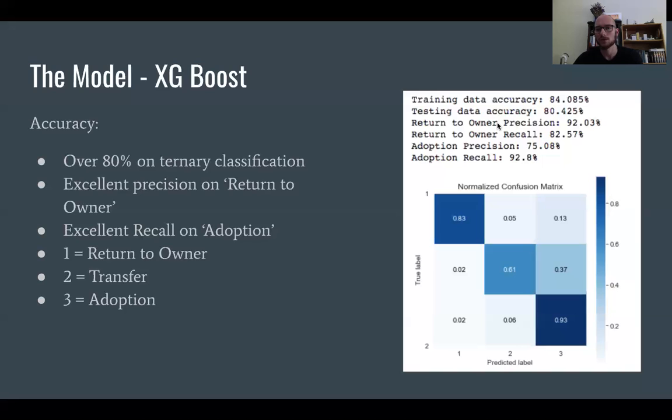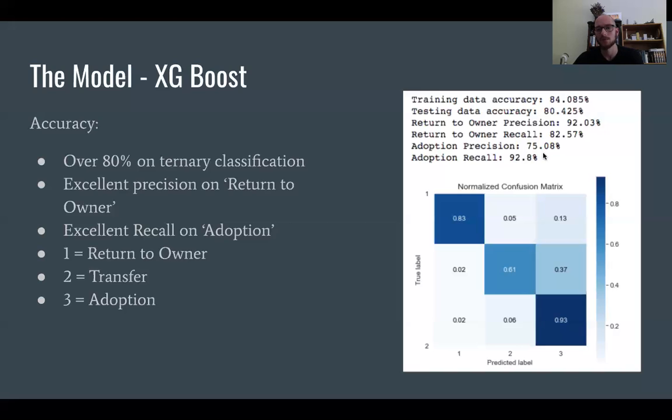So as we can see, return to owner precision is quite high at over 92%, meaning we don't have a lot of false positives. Return to owner recall is a little lower at 82%, but still that's pretty strong considering it's really the minority outcome, especially for cats. So this means that we can identify over 80% of cats and dogs that need to be returned to their owner, which can help quite a few animals.